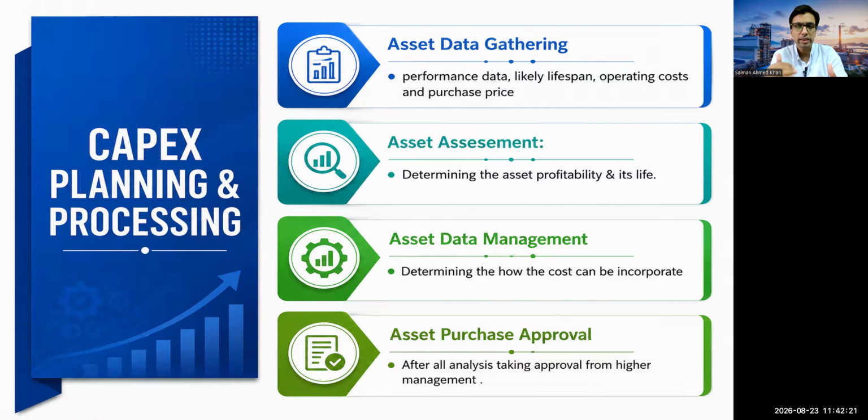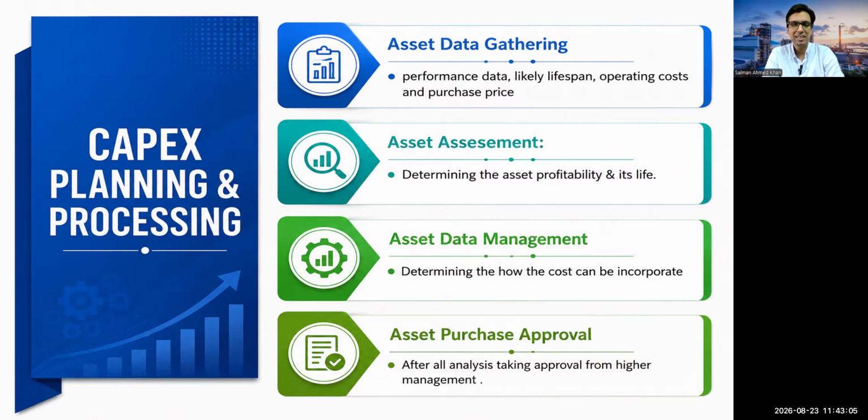Now, how do we do the capex planning and processing, and what are their procedures? I'm trying to explain it to you in this slide. First of all, being in the industry, either on the engineering side or on the financial side of the company, you must have data of your assets, of your plant and machineries, and all data including the raw materials and consumables. With that data, you have to analyze, do the assessment, and do the management in order to have a purchase approval.